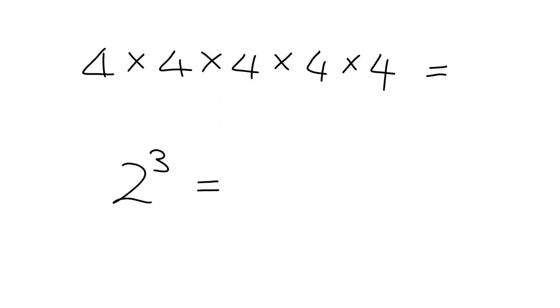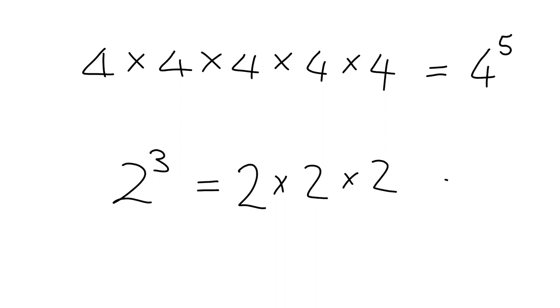Okay. So what we see here with the 4s is we've got 1, 2, 3, 4, 5 4s all multiplied together. We have got 4 to the power of 5. And what does 2 cubed mean, or 2 to the power of 3? It's 2 times 2 times 2. 2 times 2 is 4, times 2 is 8. And we get the answer: 2 cubed is equal to 8.